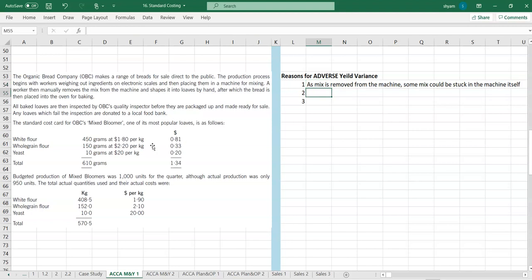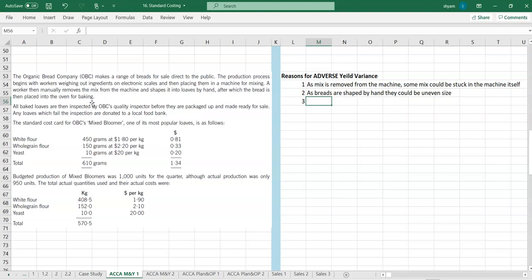So the second reason: the worker shapes the mix into loaves by hand. As breads are shaped by hand, they could be of uneven size.